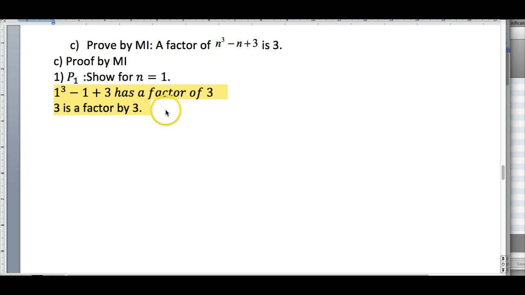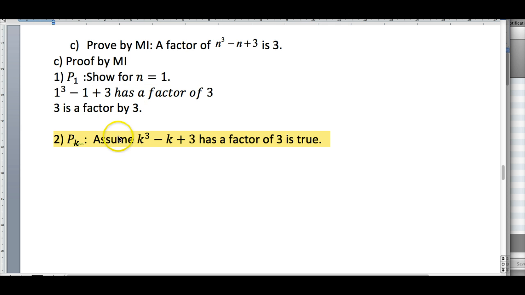So then the next step that we do is we assume P of k is true. So we assume that k cubed minus k plus 3 has a factor of 3. We assume that this is true. That's the second step. And pause if you have to. I'm doing this kind of quickly.